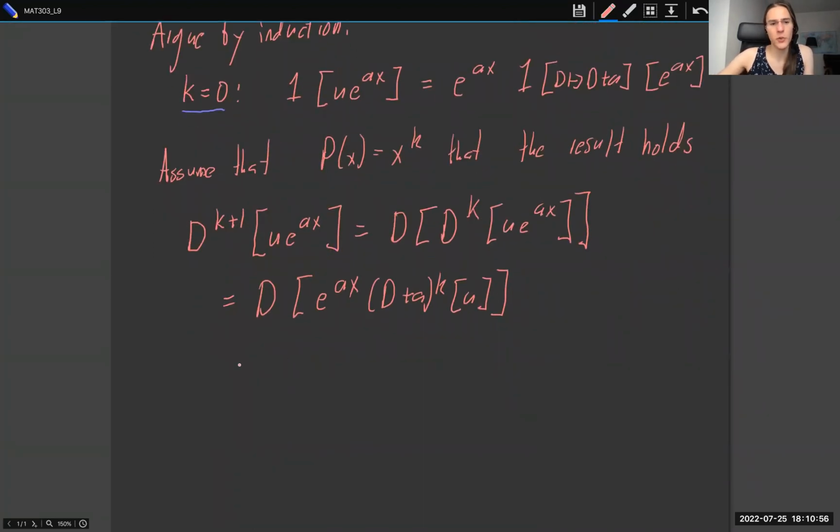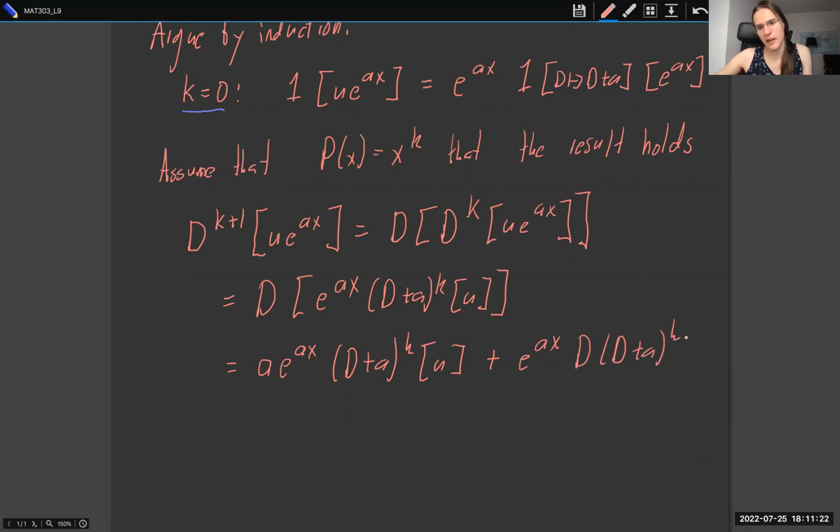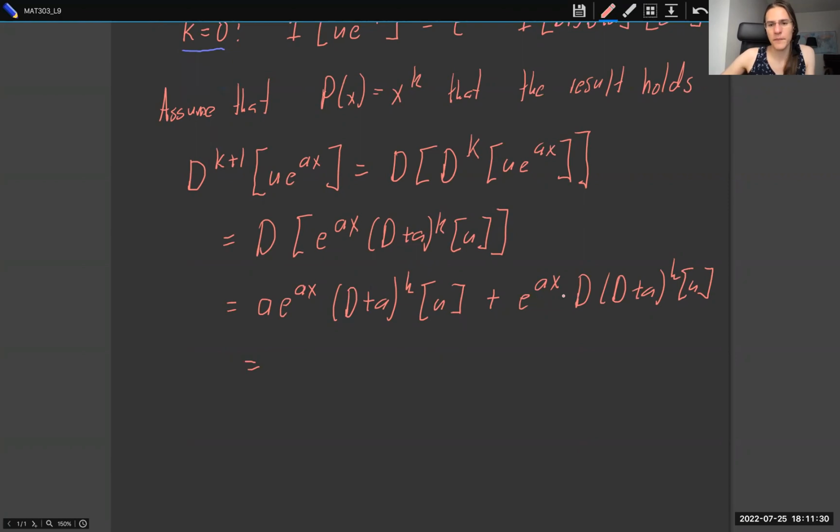Now, this is just differentiation, so we get our product rule expansion. So this is a e to the ax (D plus a) to the k applied to u. And then if we just differentiate that, we get e to the ax D of (D plus a) to the k applied to u. And then grouping these terms together, here we have D, and here we have a. So that's e to the ax (D plus a) times (D plus a) to the k of u, which is e to the ax (D plus a) to the k plus 1.